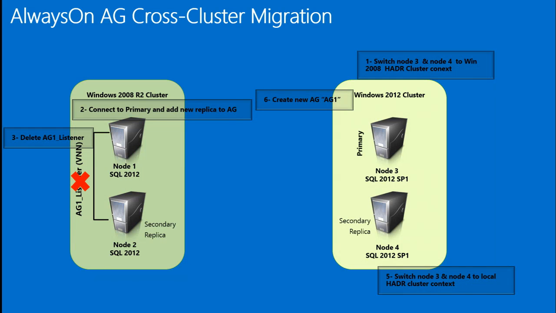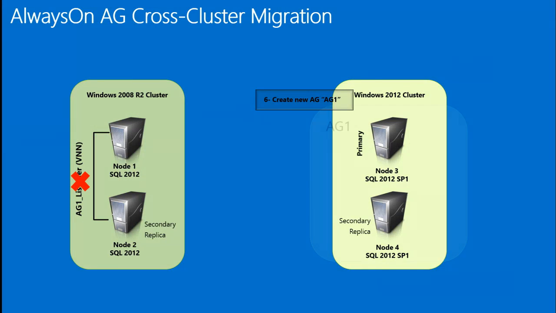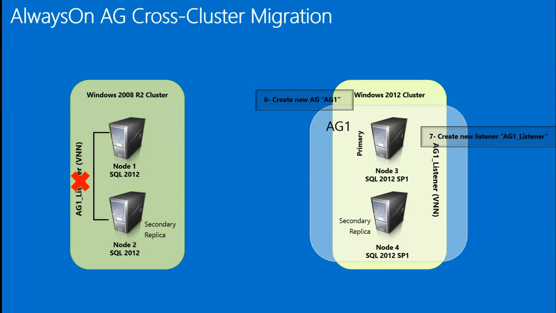And I will go ahead and create the AG, the availability group for the database, and also create the AG listener. One thing you have to keep in mind: in order for the application to reconnect without changing connections, you have to maintain the same availability group name and the same listener name. In this example, I used AG1, which was the same as before, and also AG1_listener. That's very important. Otherwise, if you decide to change them, you have to change the connection for the application to point to the new cluster.